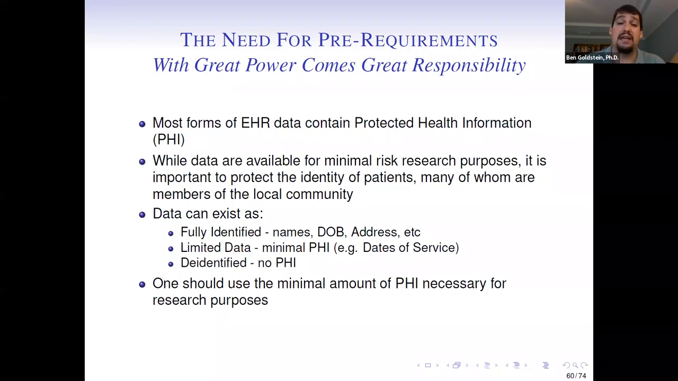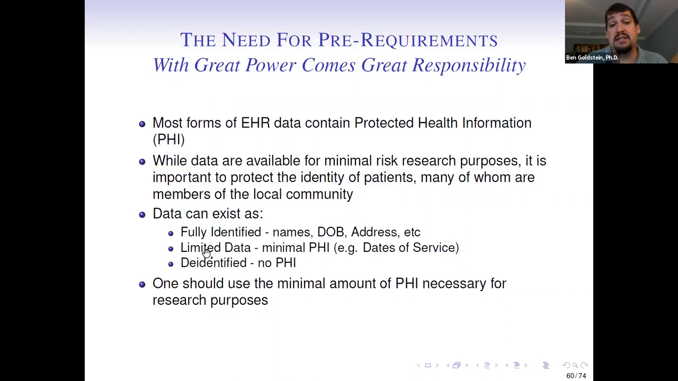We can get data as what we call fully identified. This may have names, date of birth, addresses. These are things that you'd go through your IRB and you have to make a justification for why you needed it. So the general principle is that you should use the least amount of PHI that you need to complete your study. I would say for myself, I typically find myself using date of birth and address. I can only think of one study where I've ever needed to look at names, for example.